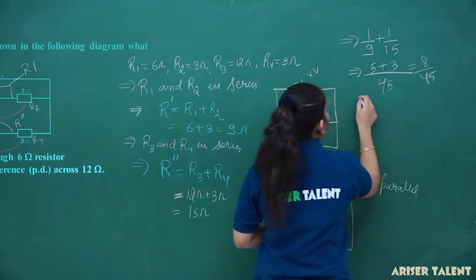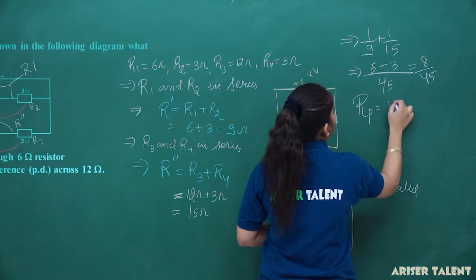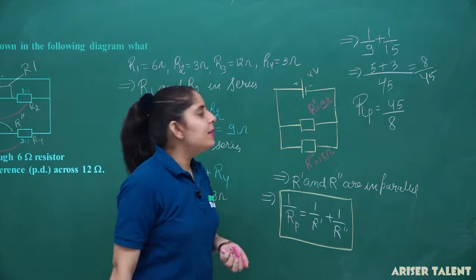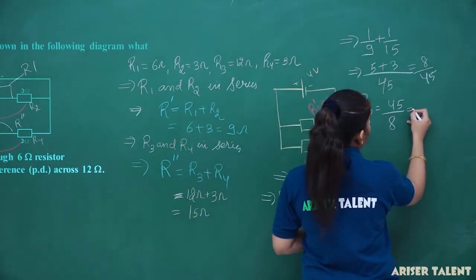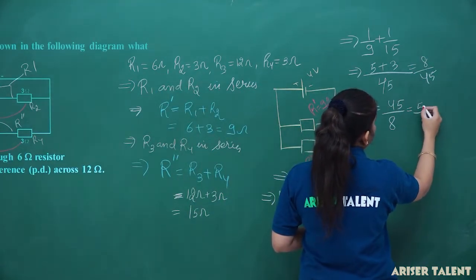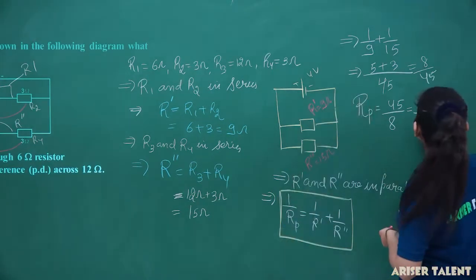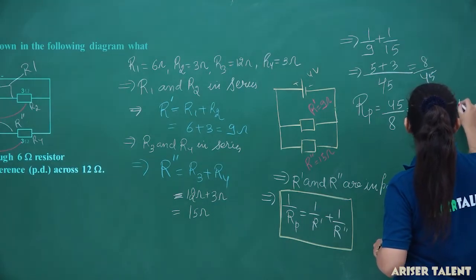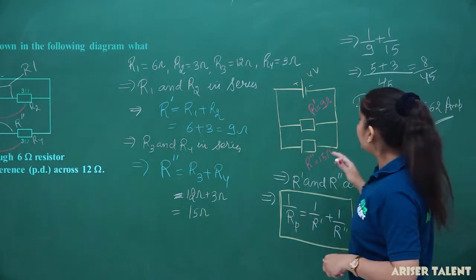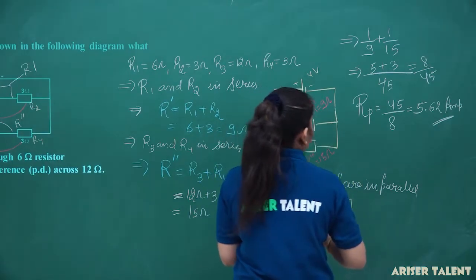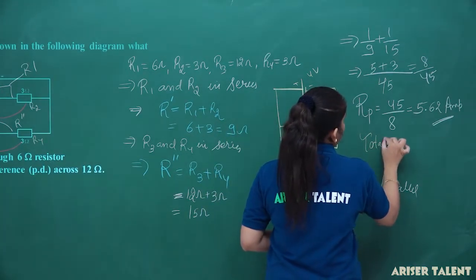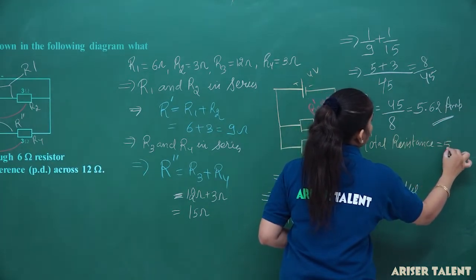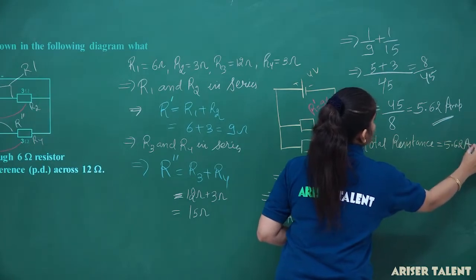Now I have to calculate the value of Rp, and it came out to be 45 upon 8. Now on solving this part, 8 5s are 40, 8 6s are 48, and approximately 5.62 ohm. So this is our Rp, and we can say that it is the total resistance of the circuit. This is our total resistance, and the total resistance came out to be 5.62 ohm.